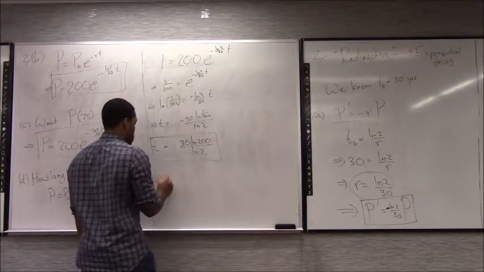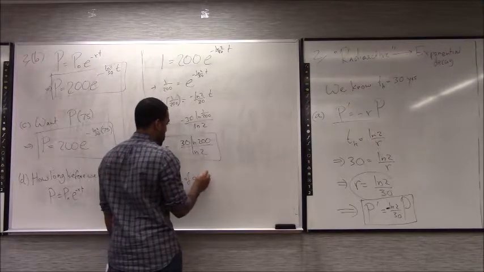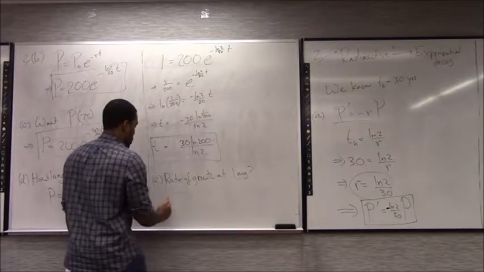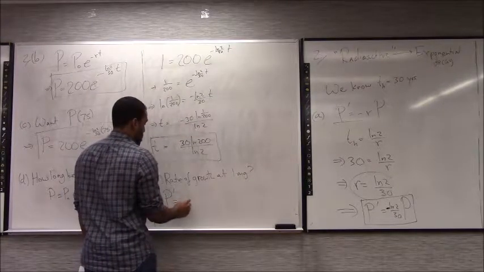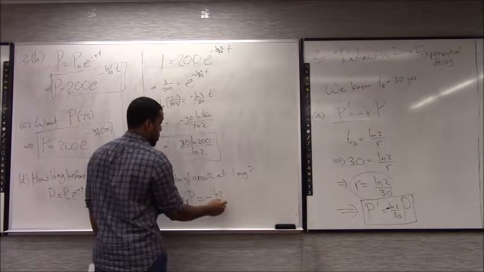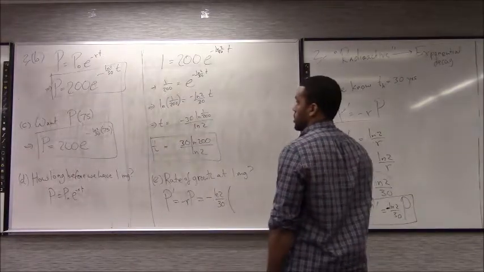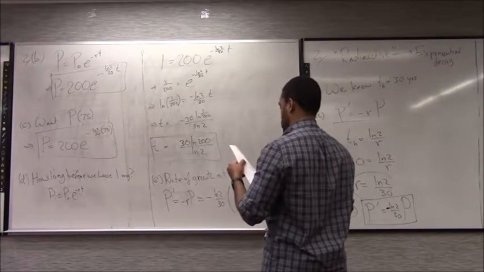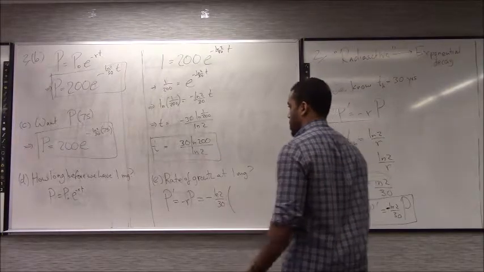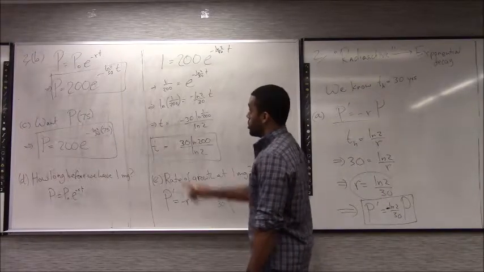E, what is the rate of growth at this point? Well, we know that P prime is equal to minus rP, so that's equal to minus ln 2 over 30 times P. What is the rate of growth at the time where there's 1 milligram remaining? So here we'll plug it into that guy.